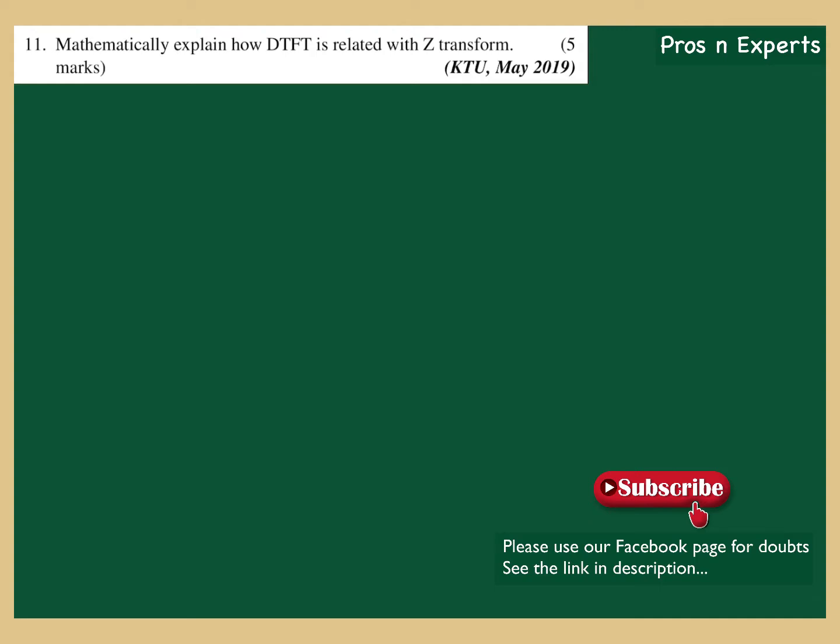Mathematically, explain how DTFT is related with Z transform. This is a theory question, and I don't suppose you need my very deep help in solving this. Anyway, I will spit out the essentials of this question. The question asked is to relate DTFT with Z transform.